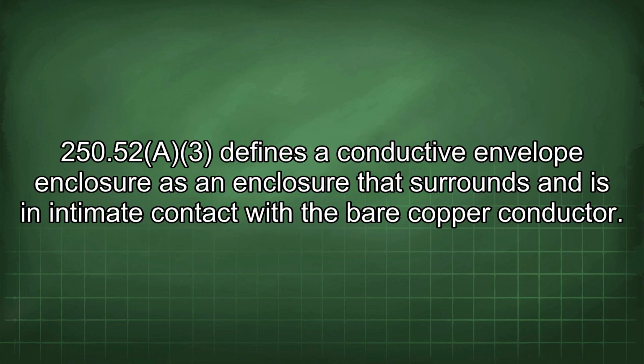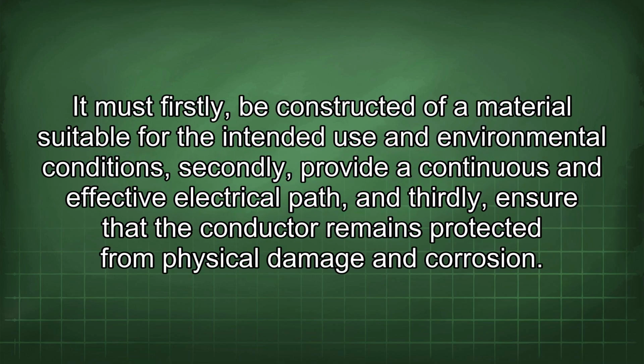250.52(A)(3) defines a conductive envelope enclosure as an enclosure that surrounds and is in intimate contact with the bare copper conductor. It must firstly be constructed of a material suitable for the intended use and environmental conditions, secondly, provide a continuous and effective electrical path, and thirdly, ensure that the conductor remains protected from physical damage and corrosion.